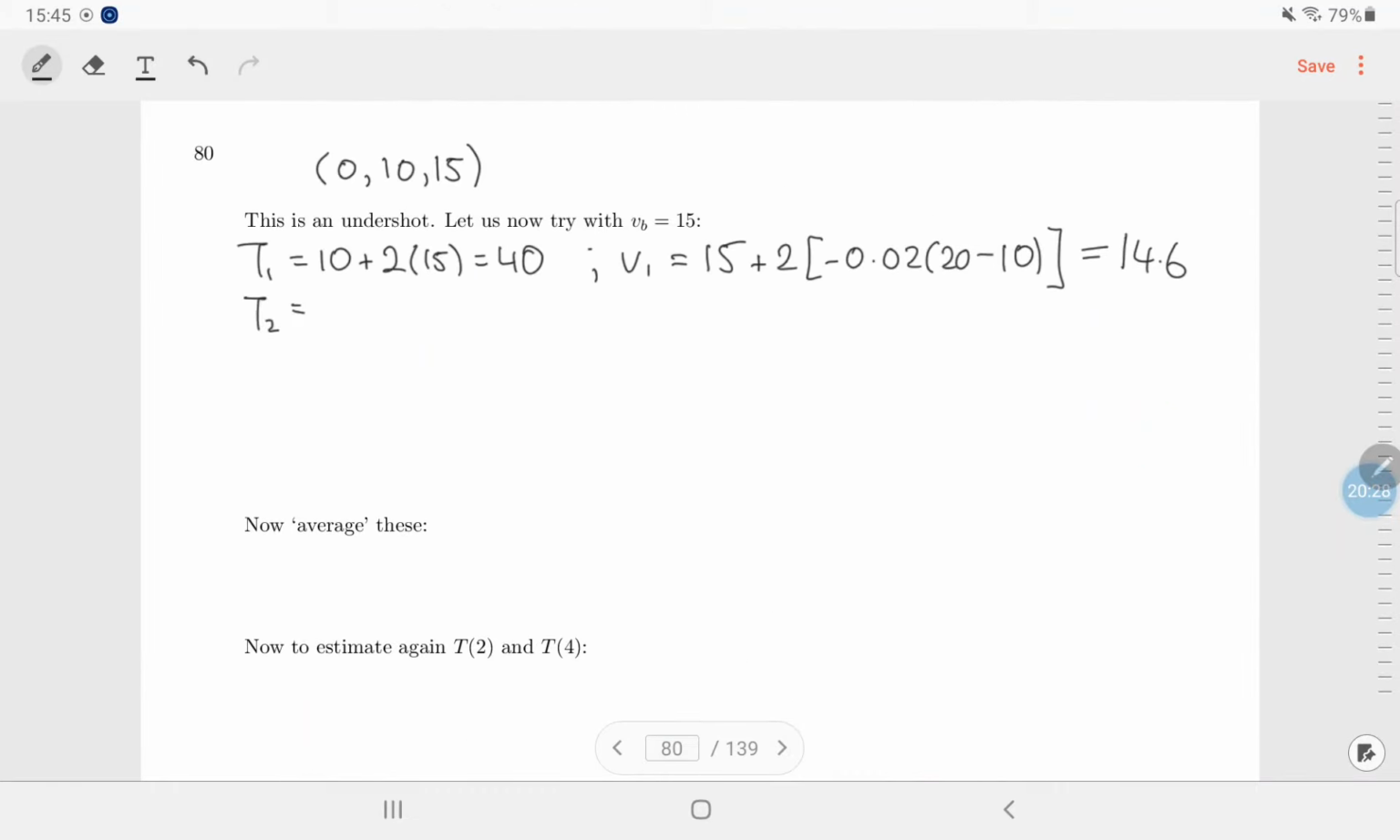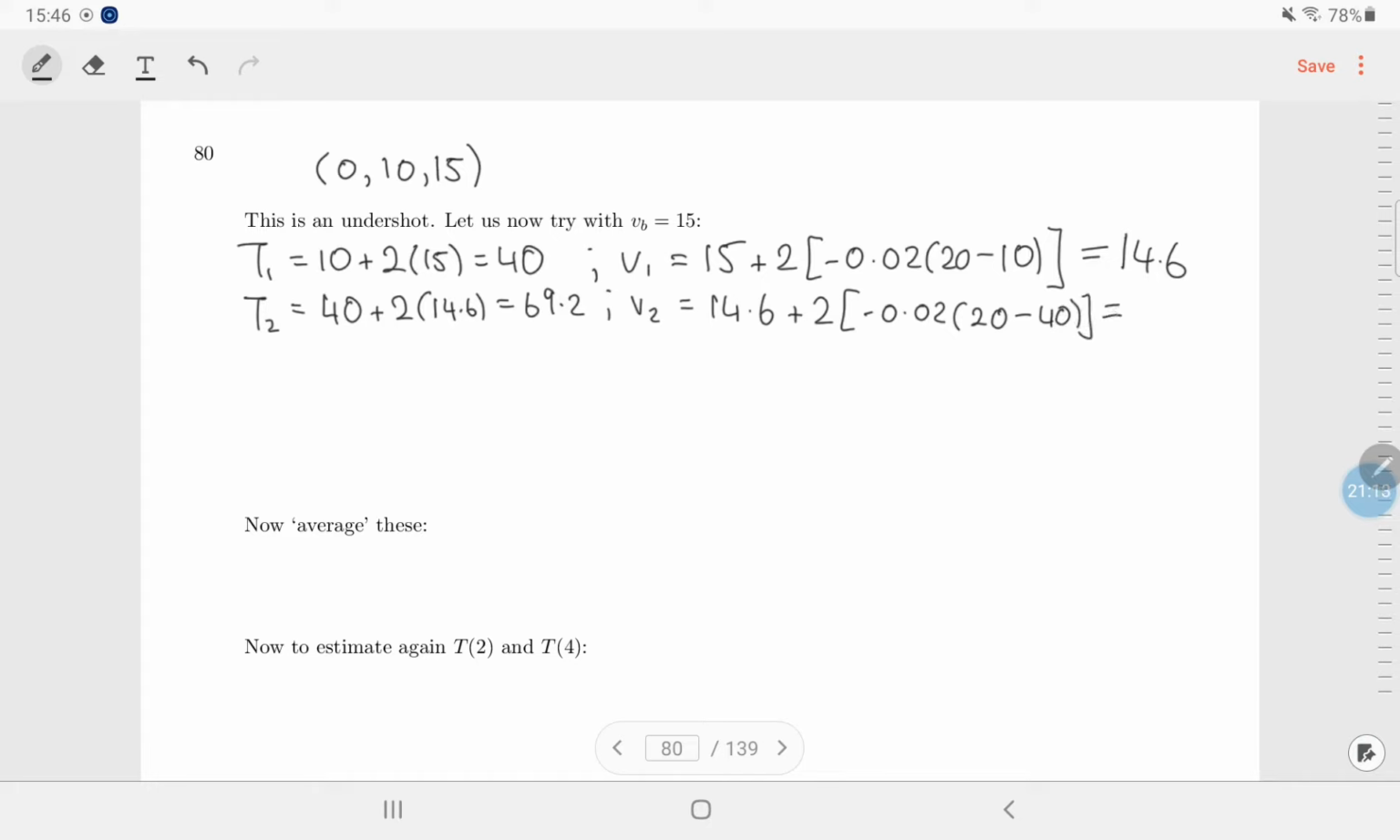Now we go again. T2 is equal to the previous temperature, which is 40, plus the step size, which is 2, times the previous slope, and the slope of t is v, so that's 14.6. 40 plus 2 by 14.6, and I get 69.2. So this is going to be an overshot. So V2 is equal to the previous V, which is 14.6, plus step size, which is 2, times minus 0.02 times 20 minus T, where T should be the previous T, which is 40.